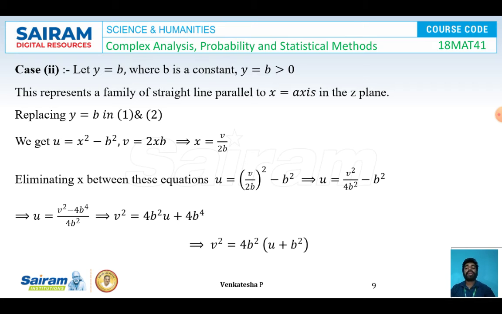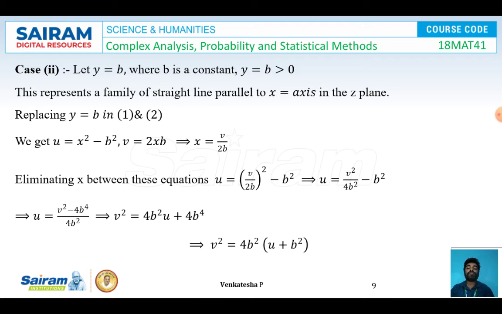Case 2: let y is equal to b, where b is a constant and this b is a positive constant, that is, greater than 0. So y is equal to b represents a family of straight lines parallel to the x axis in the z plane. Now I am going to replace y is equal to b in equations number 1 and 2. After replacing, I'll be getting u is equal to x square minus b square and v is equal to 2xb. Now I am going to eliminate x from both the equations.